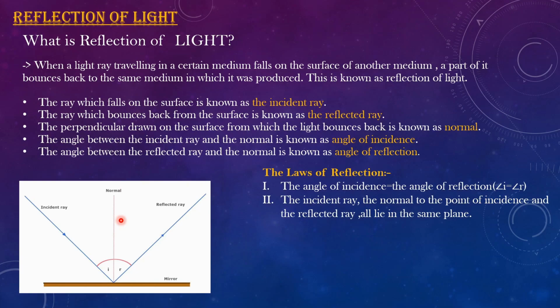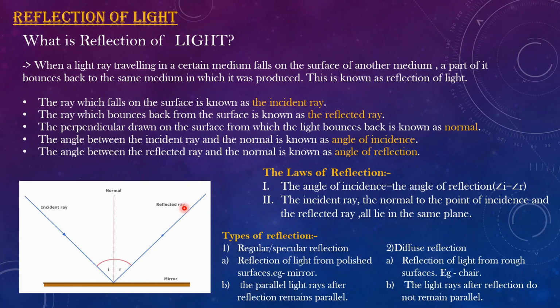Now, there are some laws of reflection. There are two laws of reflection. The angle of incidence equals the angle of reflection, that is, angle I is always equal to angle R. The other law is the incident ray, the normal to the point of incidence, and the reflected ray all must lie in the same plane.